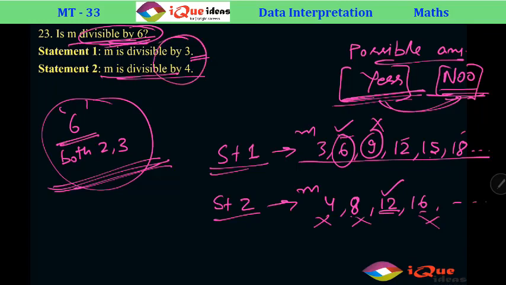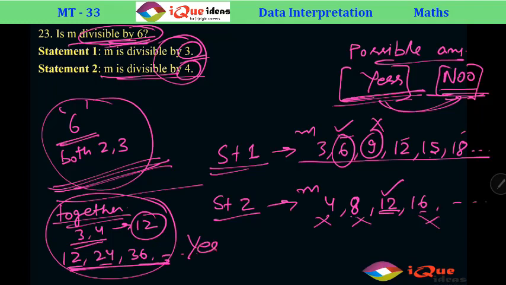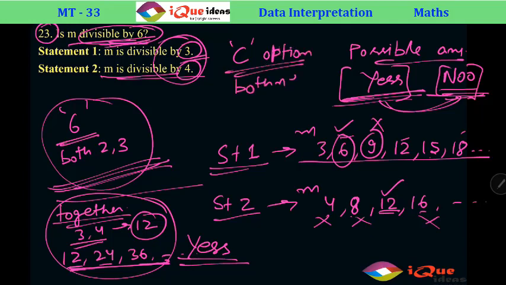Now let's combine both these statements. If you combine them together, what is the meaning of this? Combined together will mean we take the number which is divisible by 3 as well as 4. Now the number that is divisible by both 3 and 4 has to be divisible by 12. The numbers divisible by 12 are 12, 24, 36 and so on. Whatever these numbers are, definitely they are going to be divisible by 6. So in that case we can say a definite answer, that is yes. So the answer of question number 23 is C option, because we need both the statements together, both needed.